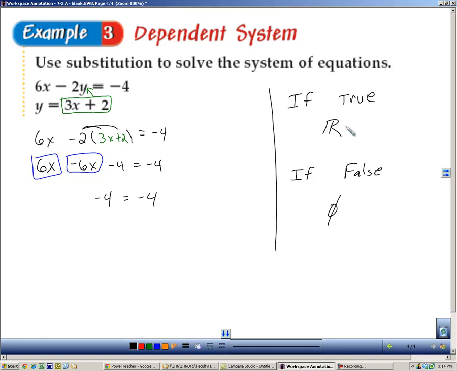All real numbers means that every number to plug in for the variable works. Now, this one is true. Negative 4 does equal negative 4, so we say the solution is all real numbers. Now, just to let you know, another name for that is a dependent system. When all real numbers is your answer, that's called dependent.